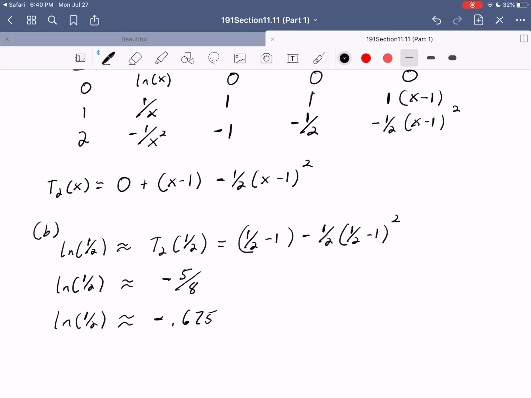Let me just check that and make sure. Oh, negative 0.25, sorry about that. Okay, so there we go. We've used our Taylor polynomial to come up with an approximation of ln of 1/2.